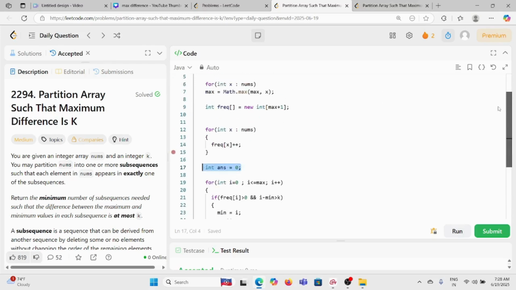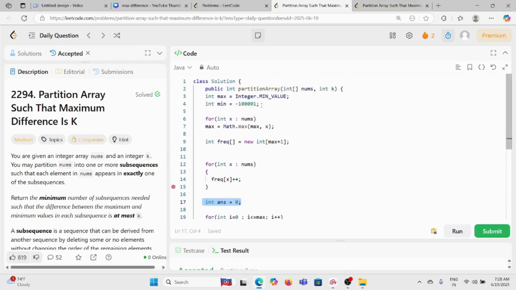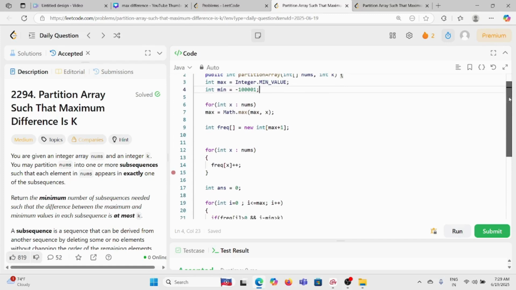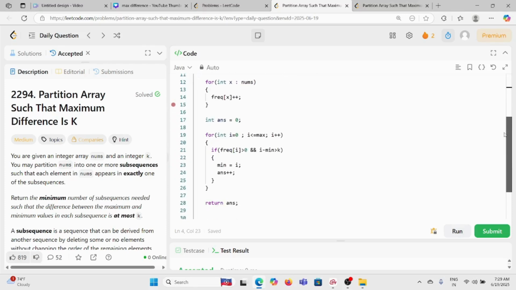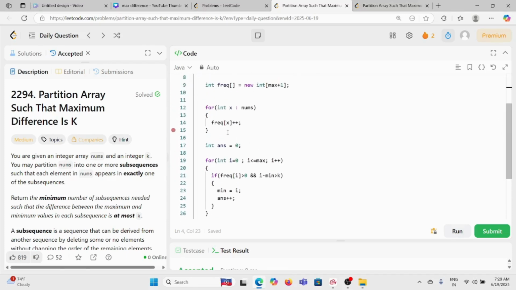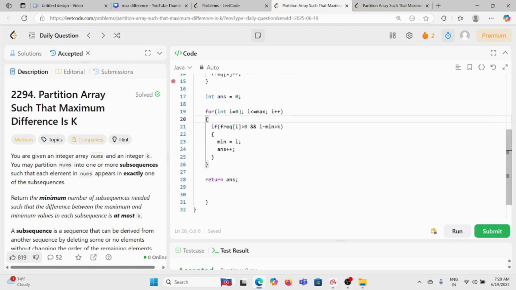You would have observed I have also created one min variable with minus 1 lakh 1, right? Why am I taking this? Because we want a minimum value anyway, so out of that range I have taken this value. I could have chosen Integer.MIN_VALUE also, but I have given the range, so I have chosen this. Now after populating the frequency, I come to this for loop, starting i equal to 0 to i less than or equal to max, because we chose max plus 1 as the size of the frequency array.